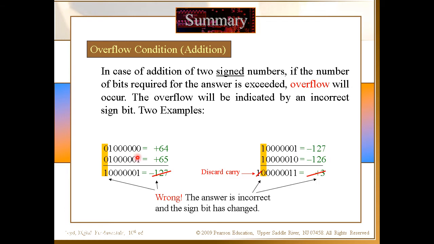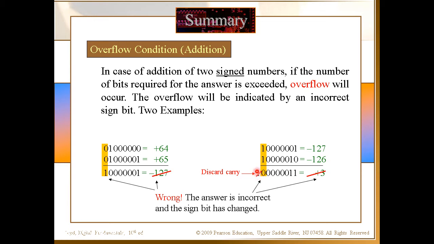Same here. If you look at these two numbers here, these two numbers are negative numbers because they start with 1. And I actually wrote the numbers at the right side. This is negative 127, and the next one is negative 126. If you add these two numbers, remember we actually disregard this carry because, let's say, in the digital memory you cannot save more than 8 bits, so you'll be disregarding the 9th bit.